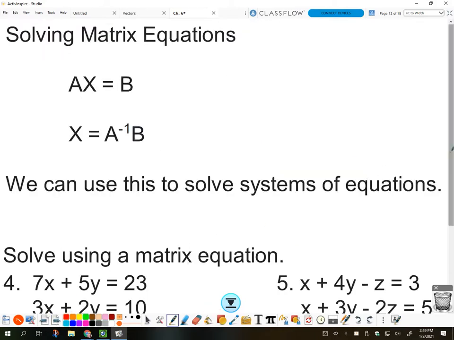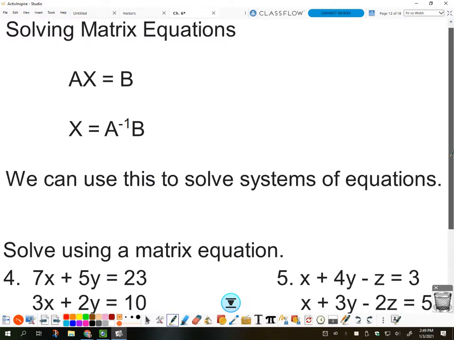Alright, I believe, is that all we have for today? No, because we're doing matrix equations. Okay, so for a matrix equation, you are going to basically solve this. We would like to divide by A. Remember, we can't divide by A. But multiplying by something's multiplicative inverse is the same thing as dividing. So if we had 2x is equal to 8, we would just divide by 2. But that's the same thing as saying times 1/2.